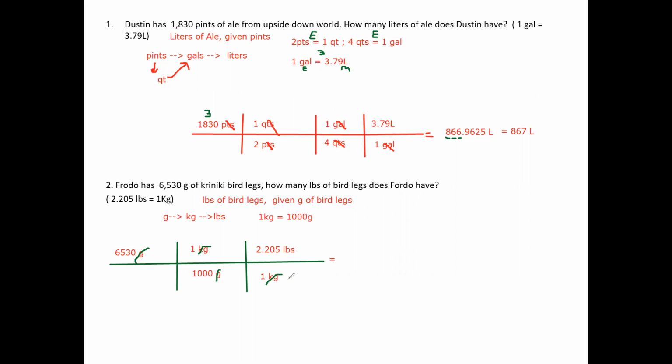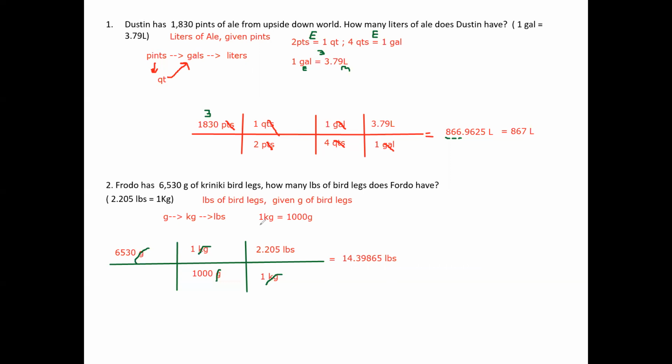And so Mr. Calculator tells us 14.39865. That's a lot of pounds there. Let me fix that. So this is what the calculator gave me. Now, again, we're not finished. We have to round to the correct number of significant figures.